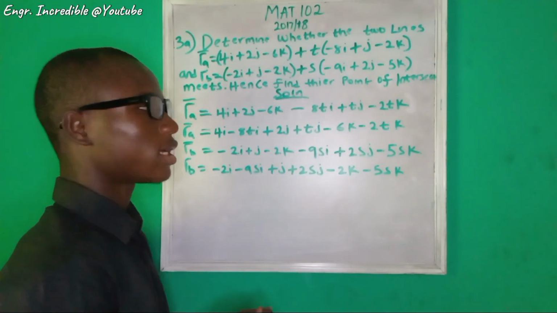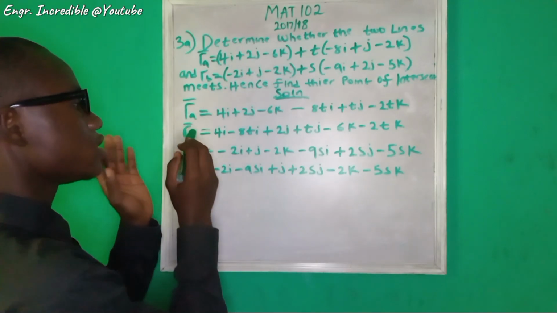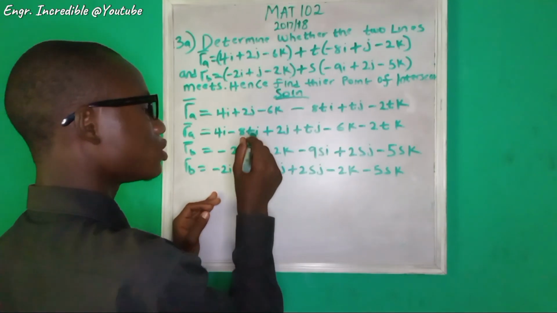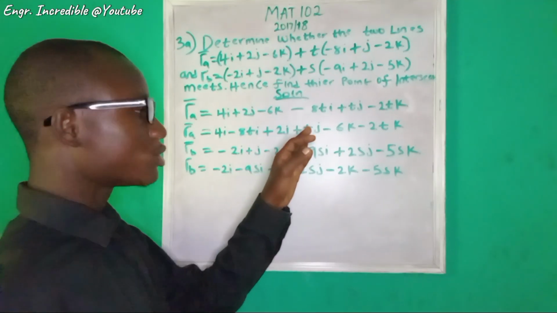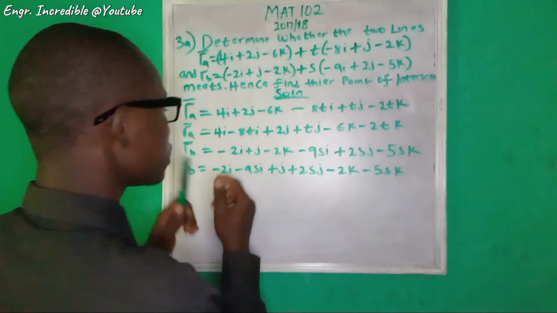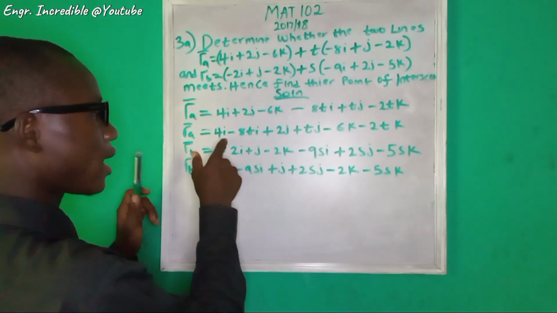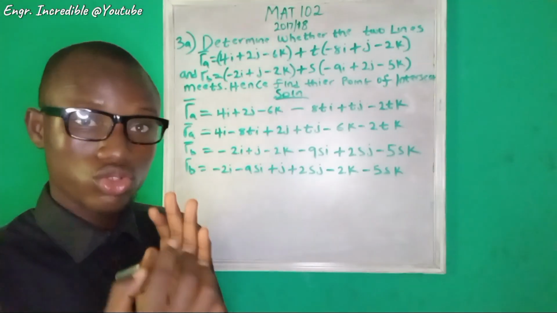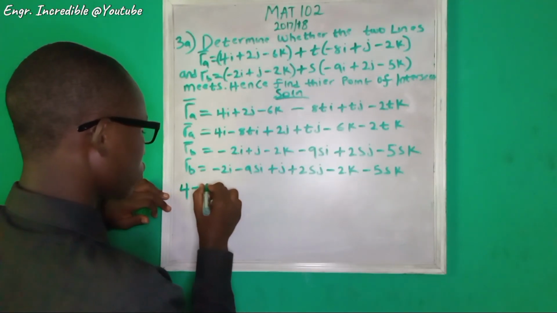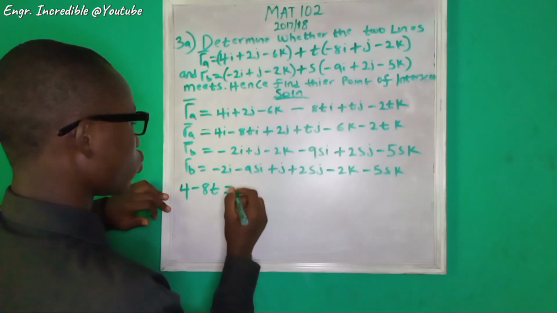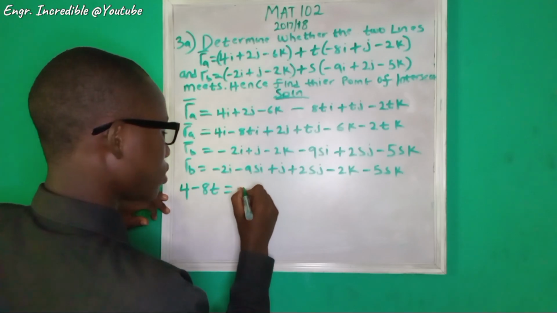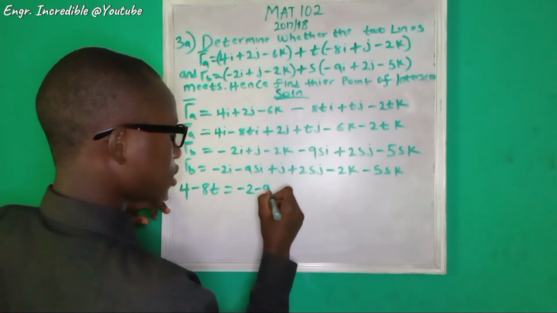Now remember I said earlier that at the point of intersection, r_A will be equal to r_B. So if r_A equals r_B, that means the i component here equals the i component there, the j component equals the j component, and the k component equals the k component. The i component here is 4i - 8ti, so we bring out those constants: 4 - 8t equals, on the B side, -2 - 9s.